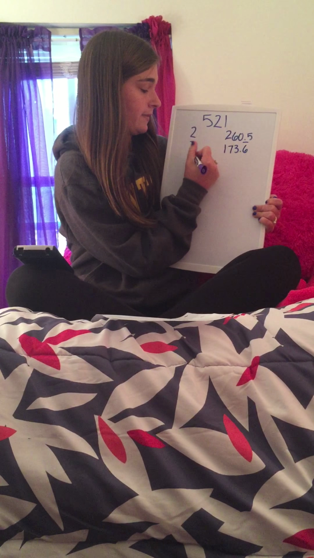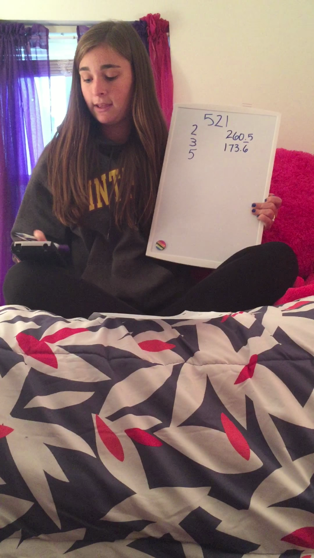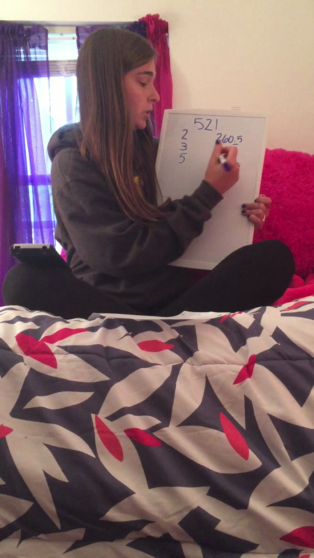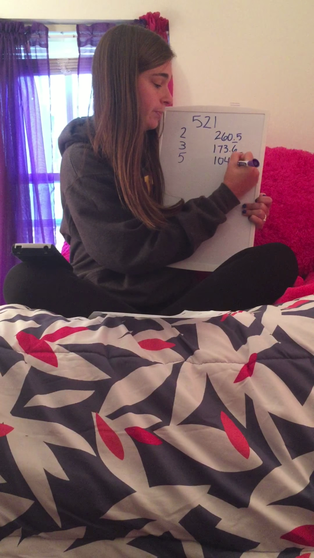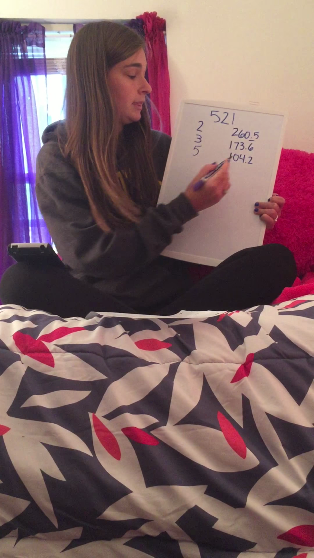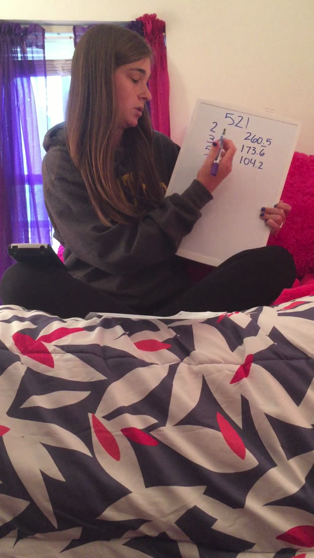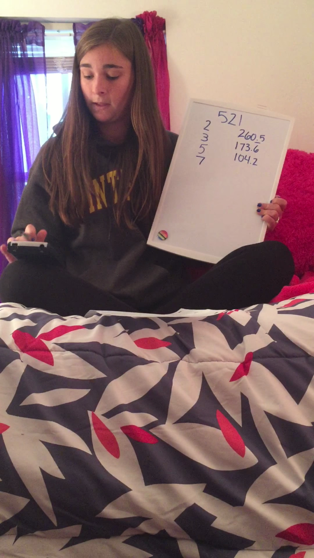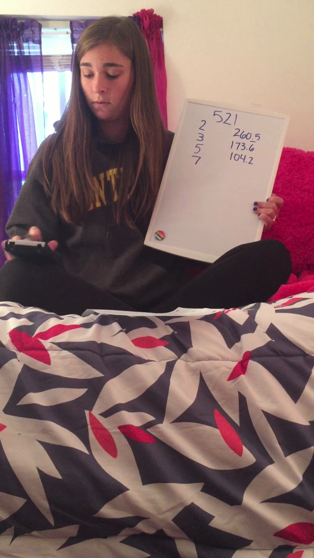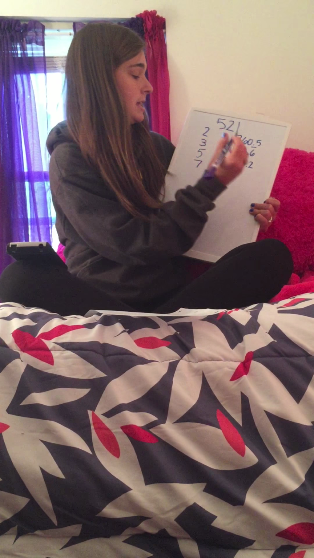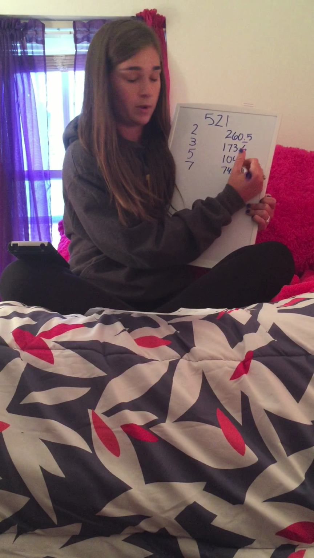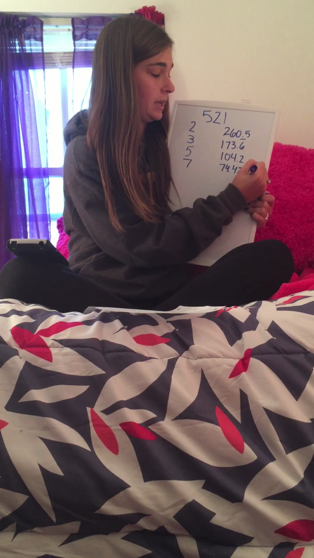So the next number is 5. You divide 521 by 5, and that equals 104.2. That does not divide evenly, and that's not a factor. So let's try the next number, which is 7. It equals 74.42, and it goes on. That does not divide evenly, so let's try the next.